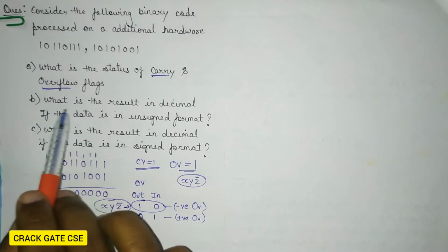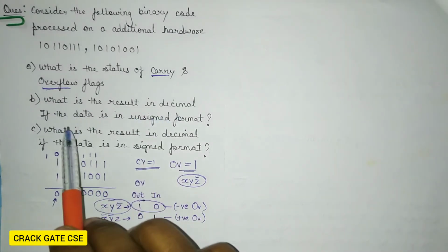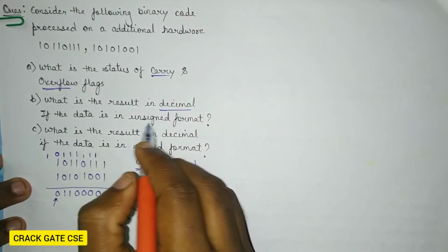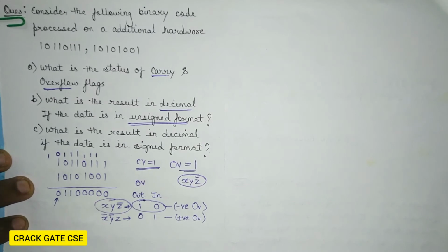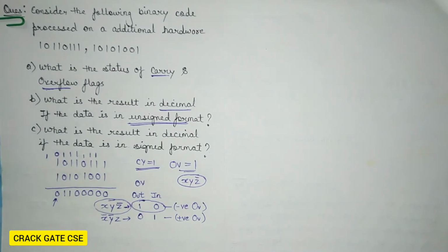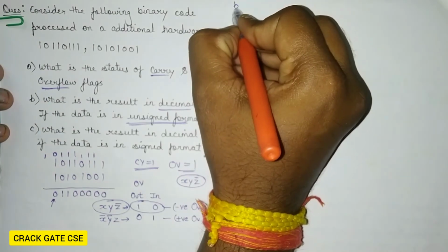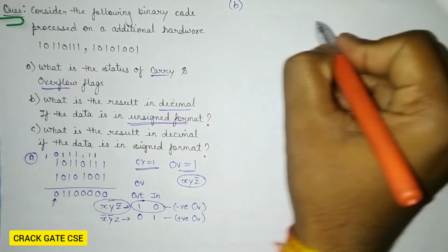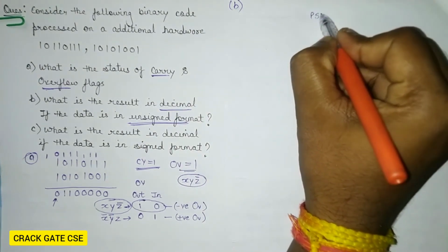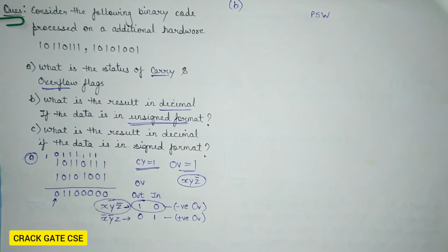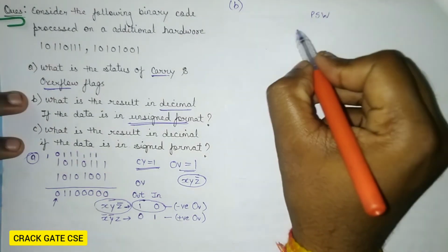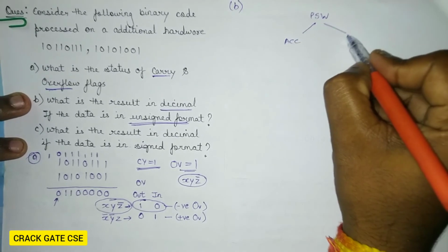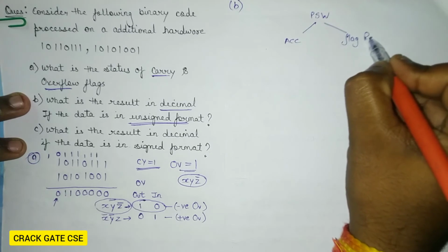Now let's quickly move on to the second part. What is the result in decimal if the data is in unsigned format? They are asking for the decimal value if the data is in unsigned format. I already explained how you can find the decimal value. I am just writing it down: we are going on to the B part and this one was the A part. In the B part, as I explained in previous videos, we have to check the PSW register. This is the program status word, and in it we have two things: one is the accumulator and another one is the flag register.